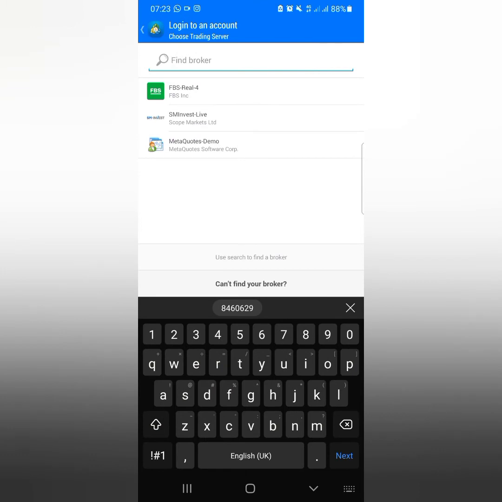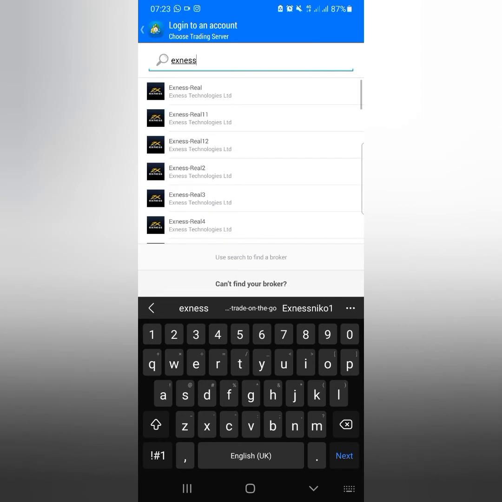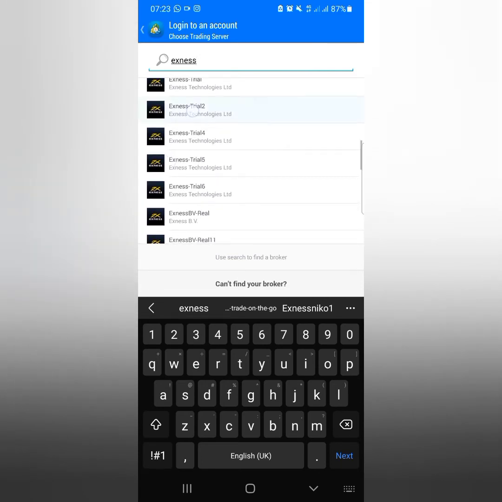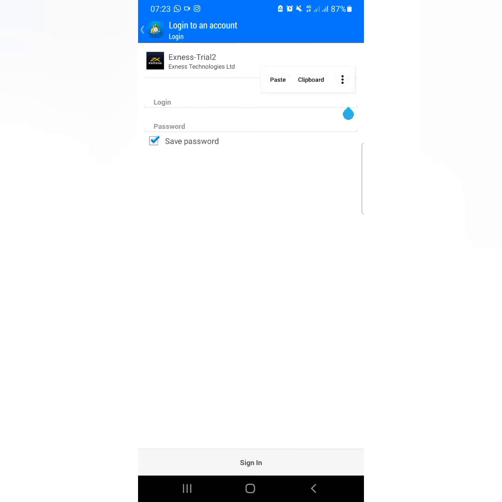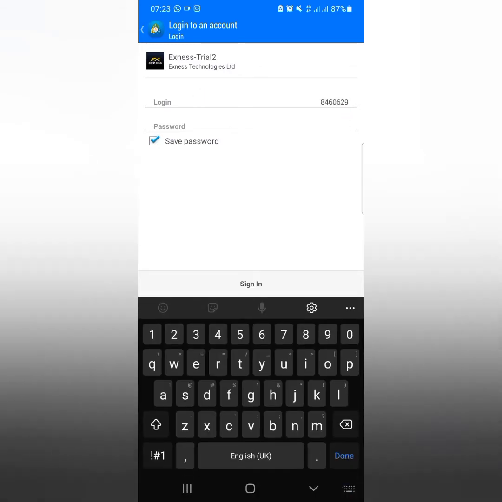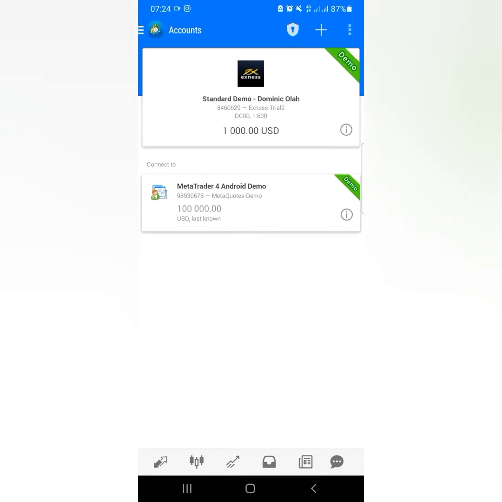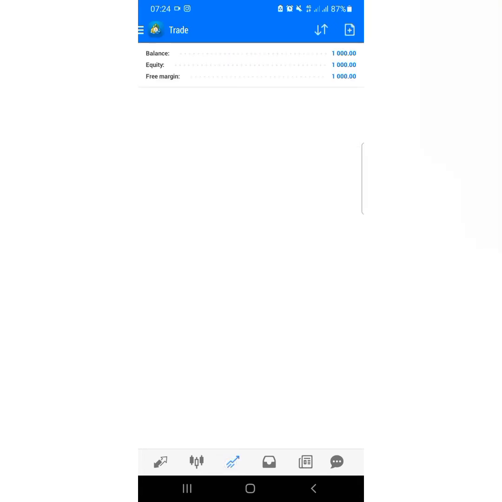It's going to ask you to find a broker. So I'm going to search for Xness. Now you can see there are several Xness. So I'm going to look for that particular server, trial 2, right? I'm going to paste the login number I copied, and I'm going to insert my password. So I've inserted my password. I'm just going to click on save password, and I'm going to click on sign in. So you just wait a little, and you can see it is signed in.